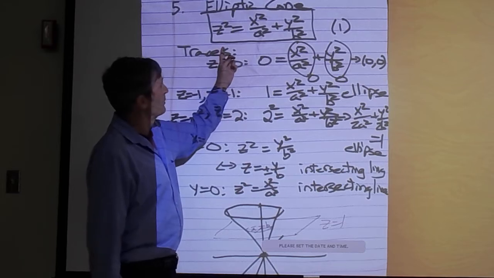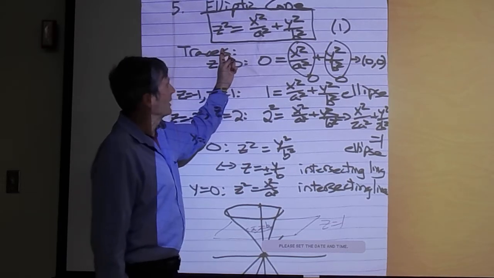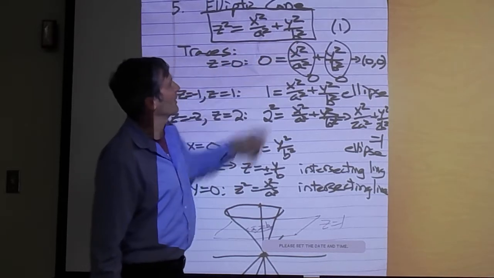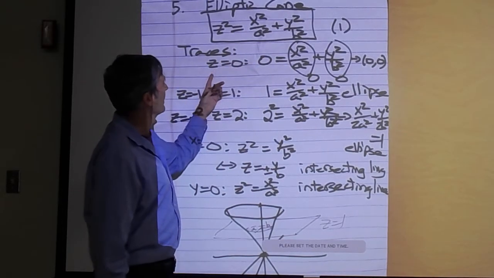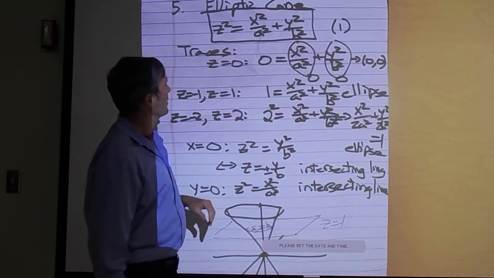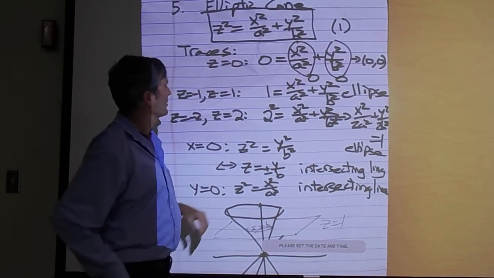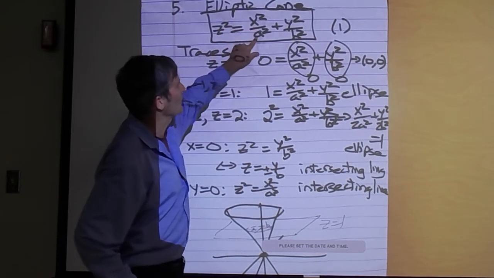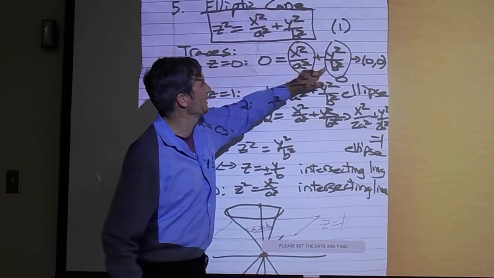This one is called the elliptic cone. This is its standard equation: z squared equals x squared over a squared plus y squared over b squared, where a and b are numbers, right, in 3-dimensional space. We can take some traces of this one by putting x, y, or z equal to a fixed number, like z equals 0 gives 0 equals x squared over a squared plus y squared over b squared. Here it is.